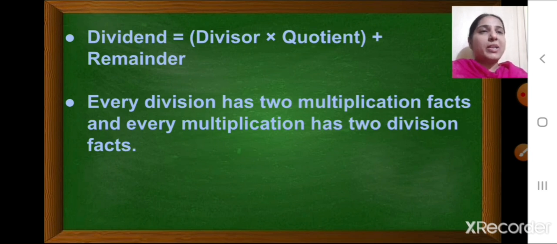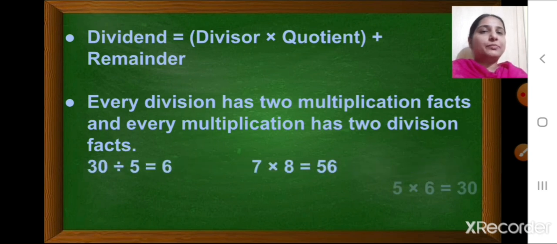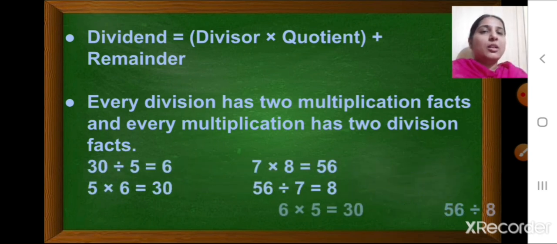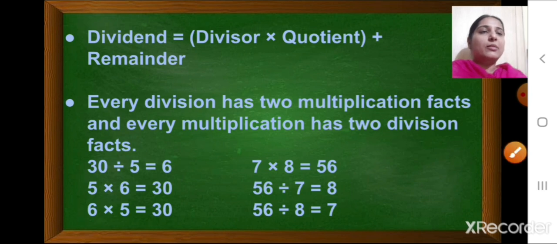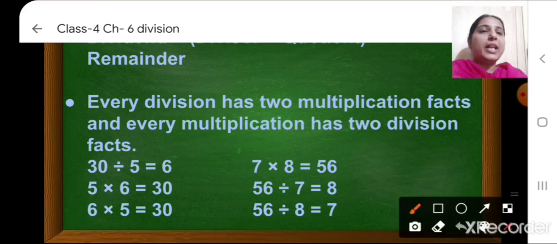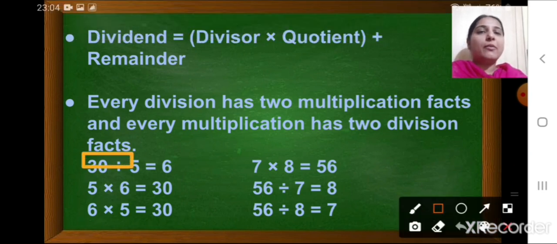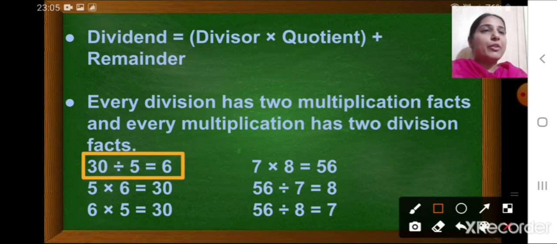Now what does this mean, children? Let's take one example. Let's take the first example here, 30 divided by 5. So 30 divided by 5, what will it give you? How many times 5 is 30? 6 times. So this is a division here: 30 divided by 5 is equal to 6.